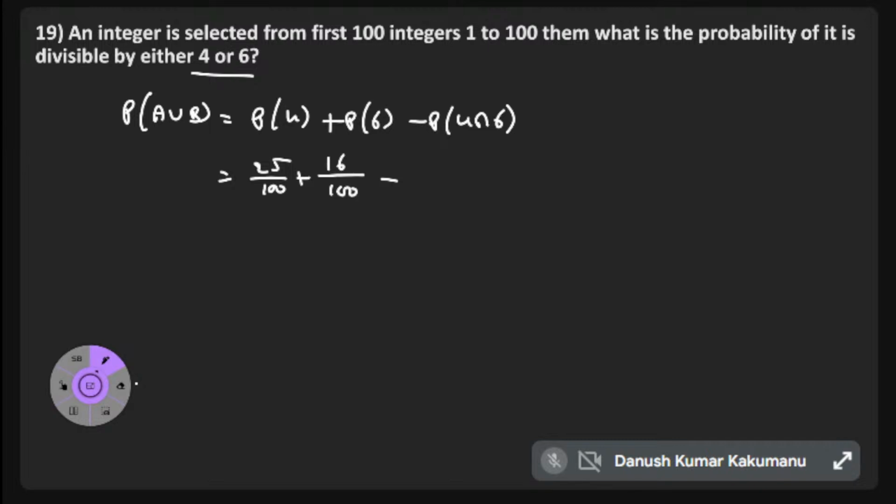8. 8 or 9? Some of you are saying 6. 8, very good. 8 by 100. Overall answer is 33 by 100. You're all understanding? An integer is selected from 1 to 100. What is the probability that it is divisible by 4 or 6? Everybody understood, na? No confusion. Cleared. Right.